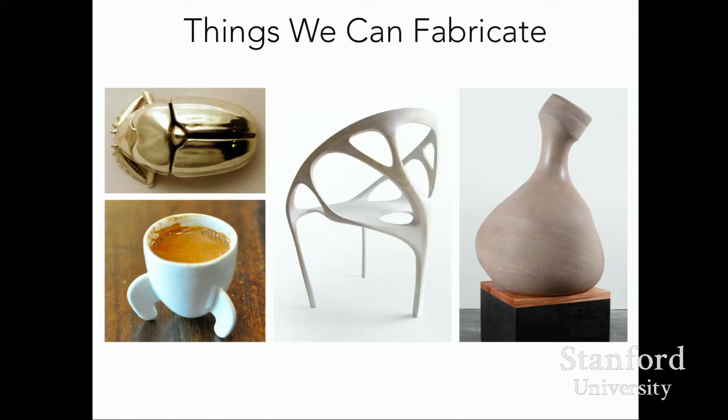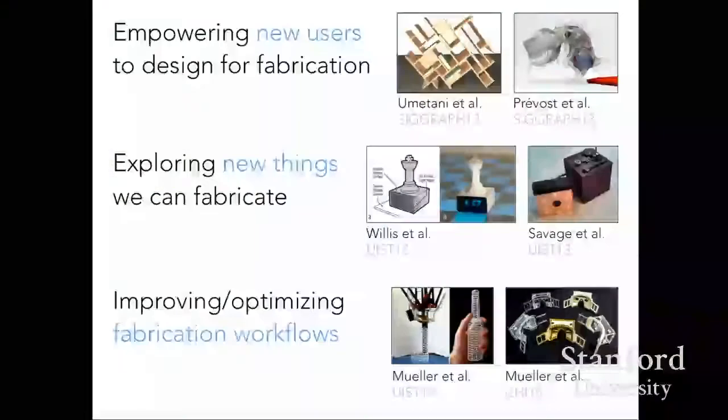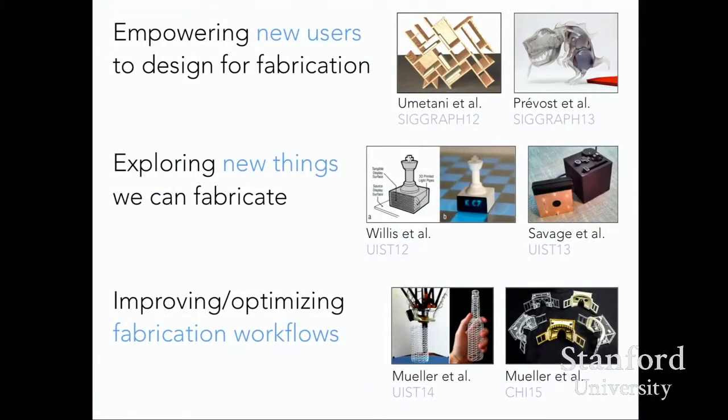Okay, so that's the status. I tried to look back over some of my favorite fabrication papers over the last several years, and I found that more or less they fell into three broad categories. There have been a lot of projects that focus on building design tools that empower new users. These are people who may not have the expertise to use traditional CAD or CAM tools to design for fabrication. And we've seen systems for helping people build complex furniture, as well as figurines that can balance and stand on their own.